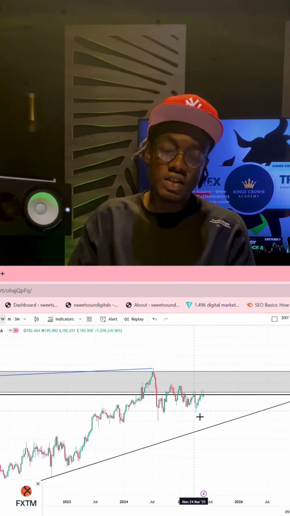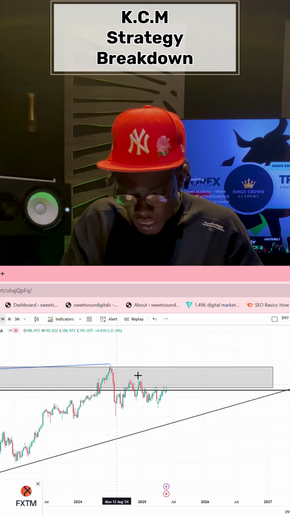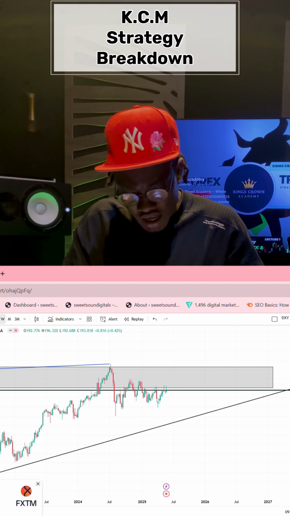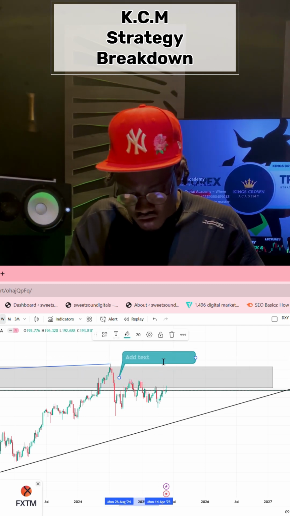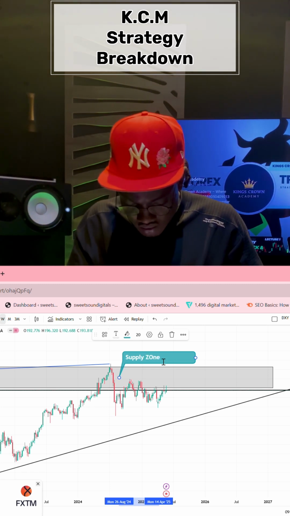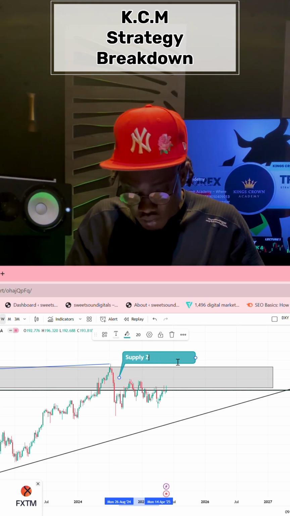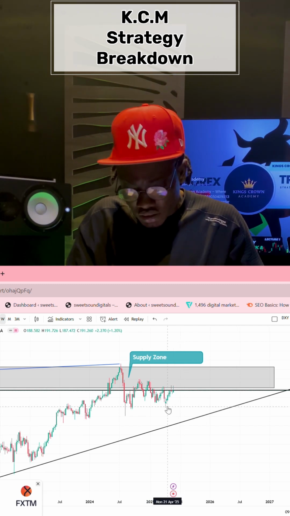Remember, you are aligning this with a top-down analysis. So this is the weekly time frame right now. So you can see this is a supply zone right now. I'll use this to mark it out for you. So this is our supply zone, right? So we're expecting supply to hold.